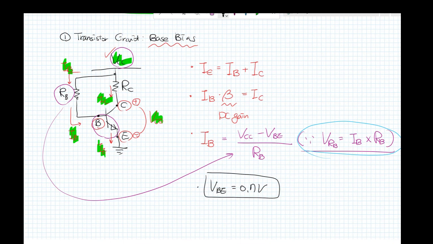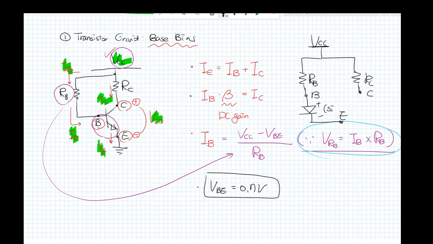So from the original circuit of the base bias transistor, we can also redraw it: V sub CC like this, this is R sub B, and that was R sub C. C point, that is the D point. This is a silicon diode here. That was E, and that was V sub CE. That is ground. That's very important.